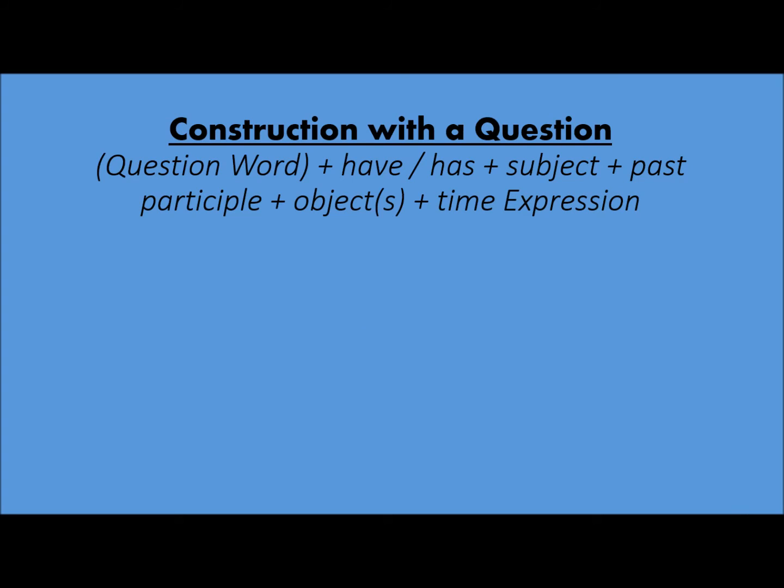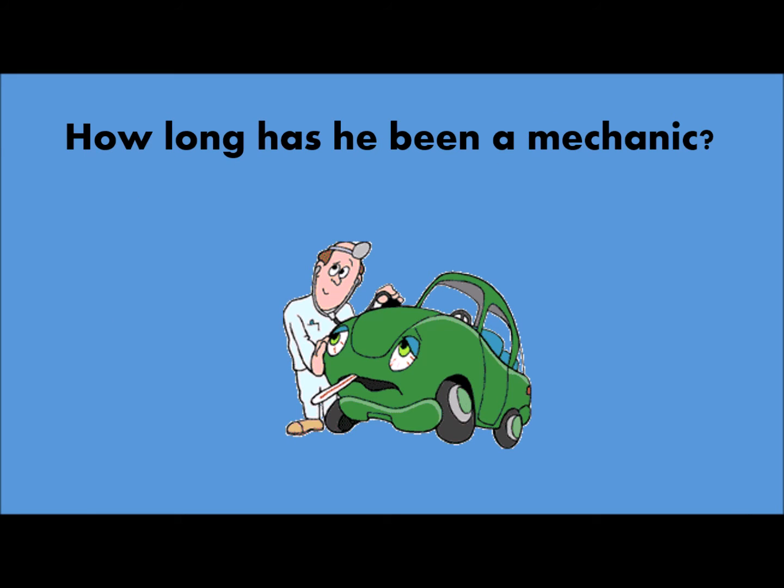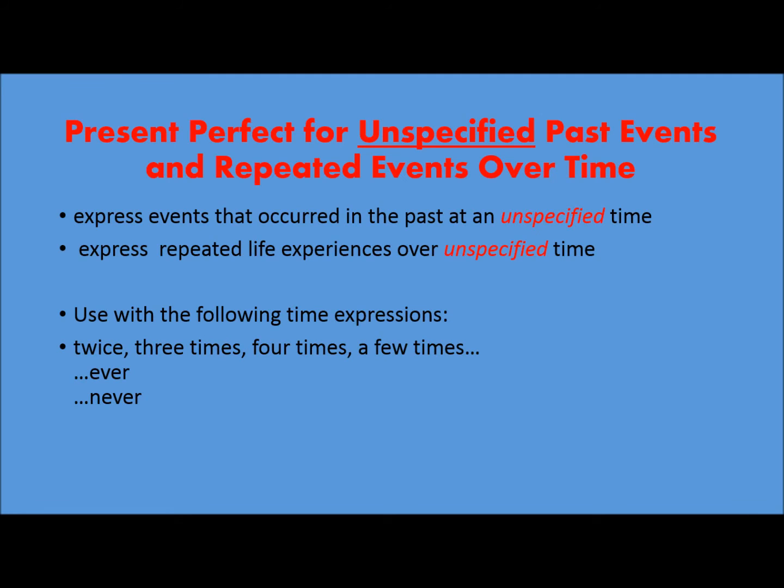How do we make the present perfect and ask a question? Start with your question word, use your helping verb have or has, plus your subject, your participle, add your object and your time expression. Let's look at an example. Where have you worked since 2002? Another example. How long has he been a mechanic? Answer. He's been a mechanic for 9 years. That's the present perfect because it describes how long in the past.